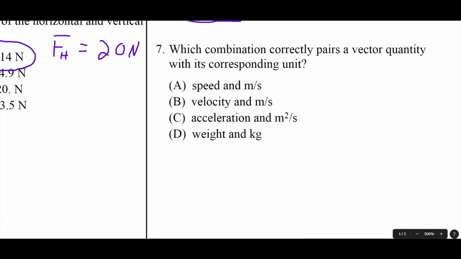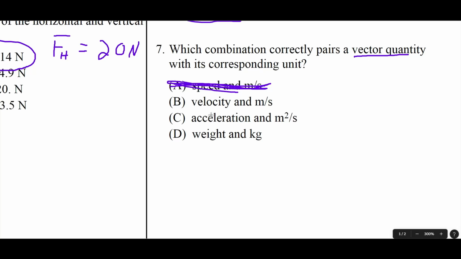All right. So this one can get a little tricky since we haven't talked about the units for two of these at least, so it might be a little bit hard to tell. They do say which one pairs the vector with its unit. That means I can actually get rid of speed. Speed is the only scalar on this list. Weight, remember I had mentioned that, well, I actually don't think I explicitly mentioned this in class, but weight is a vector. Weight is pulling you down, so this one does have a direction.